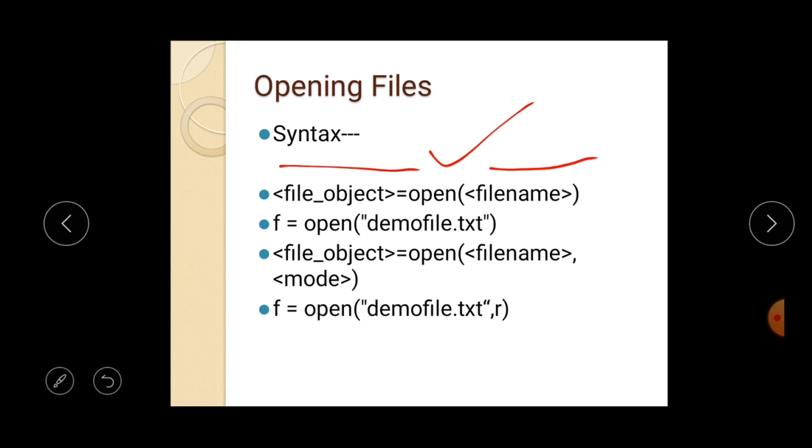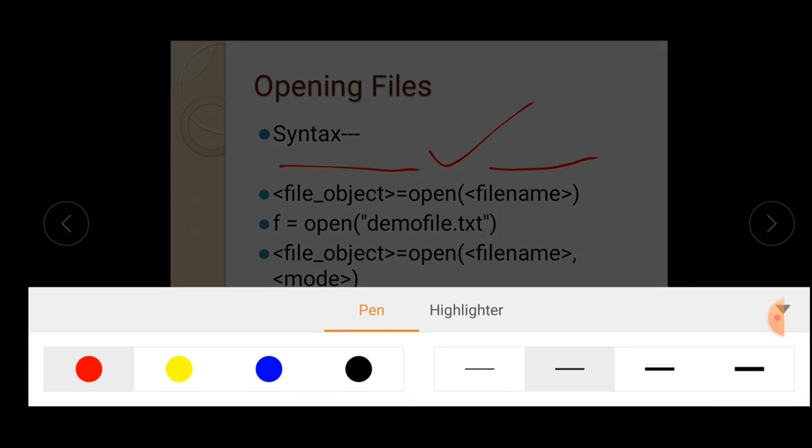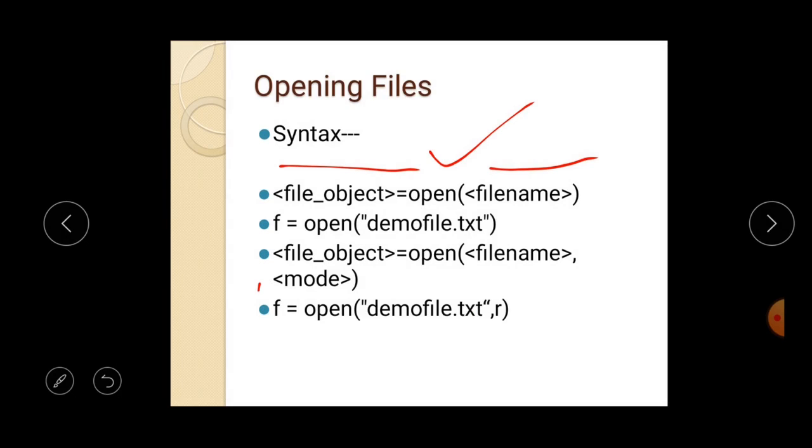So in the next syntax there is a new term added, that is mode. Mode is a default parameter. When you don't provide any mode, as in the first example, the file will always open in the reading mode. But if you provide the mode, you can open the file in different modes, like the writing mode, the reading mode, the appending mode.